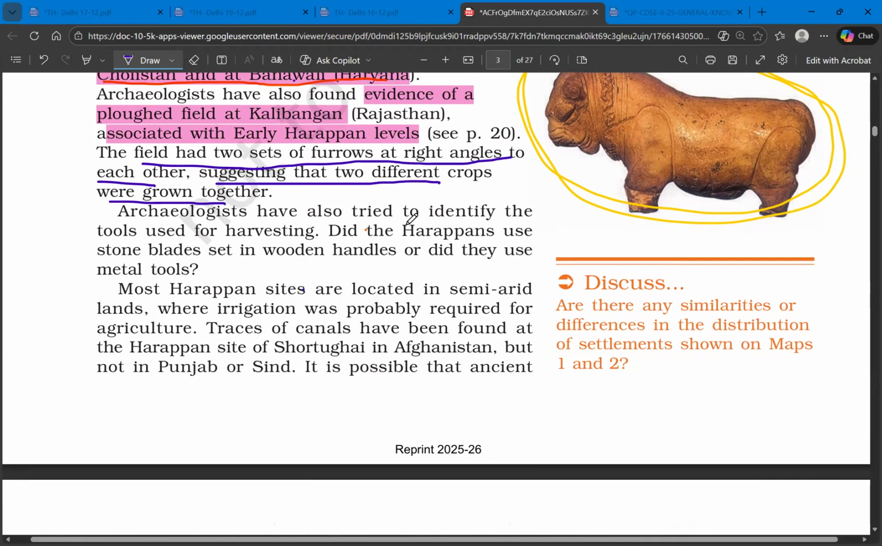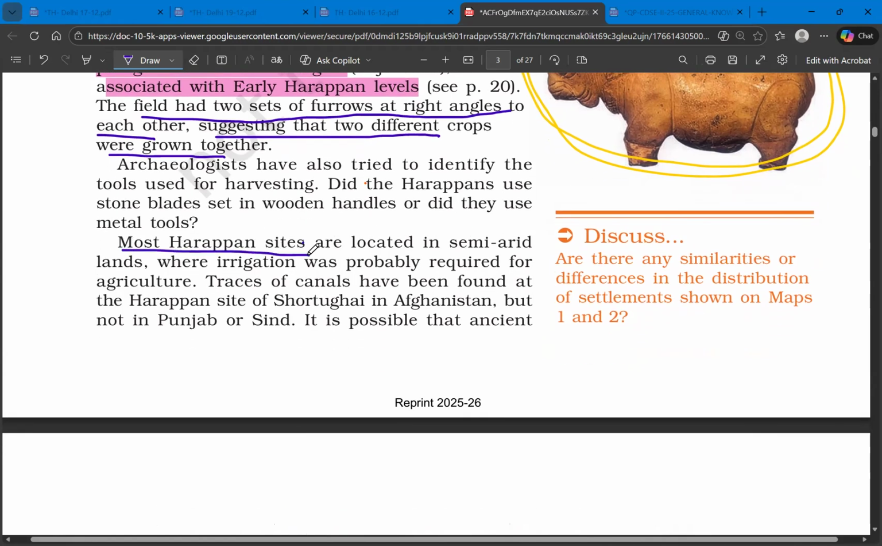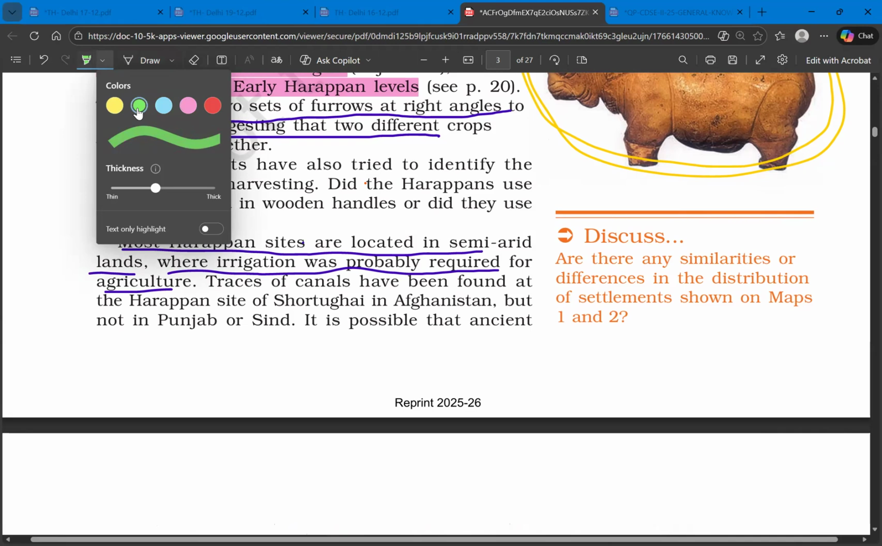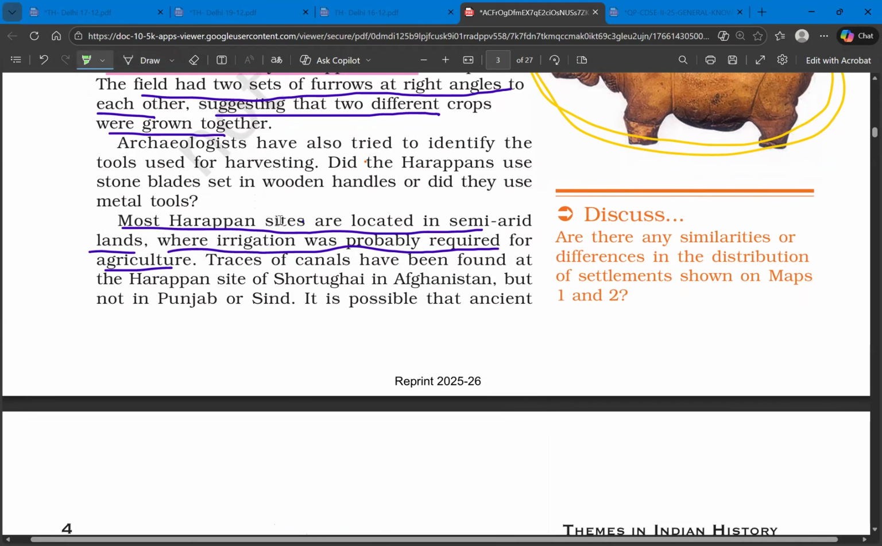Archaeologists have also tried to identify the tools used for harvesting. Did the Harappans use stone blades set in wooden handles, or did they use metal tools? Most Harappan sites are located in semi-arid lands where irrigation was probably required for agriculture.